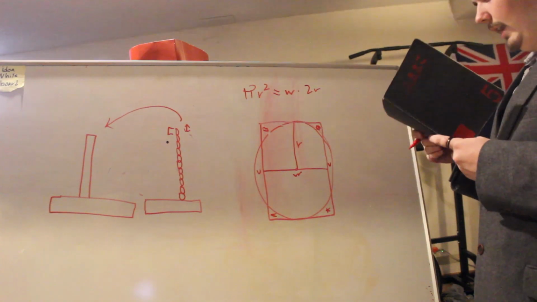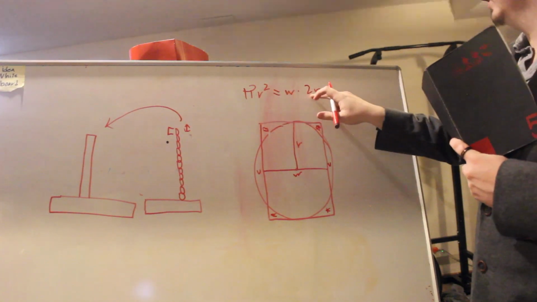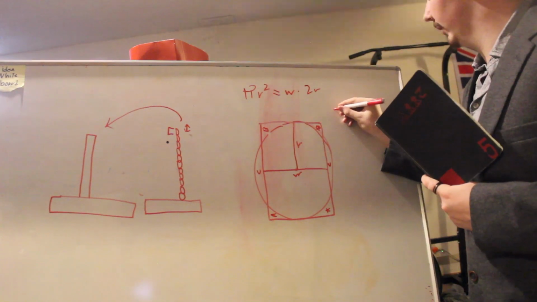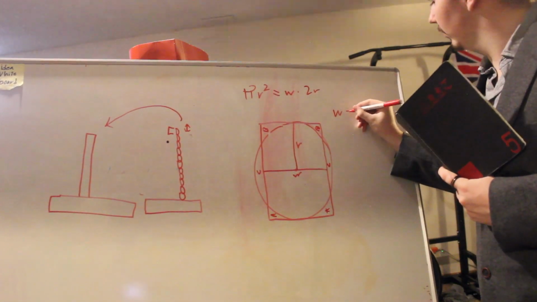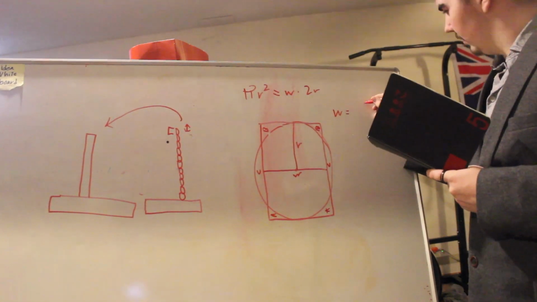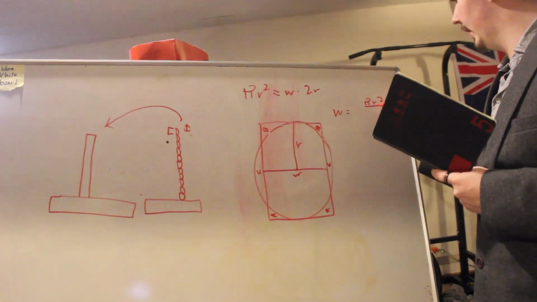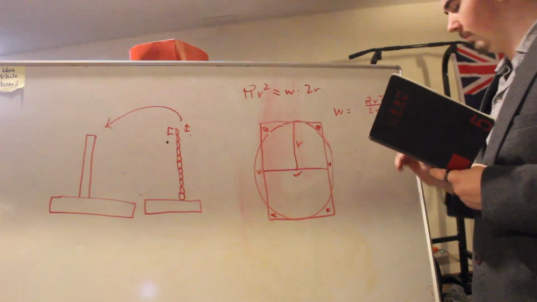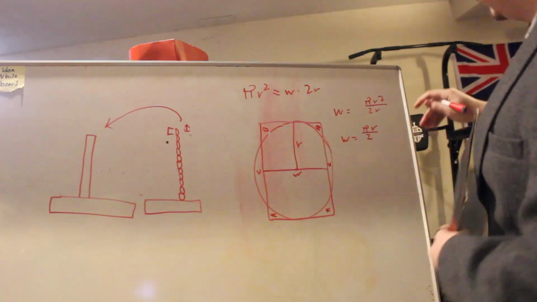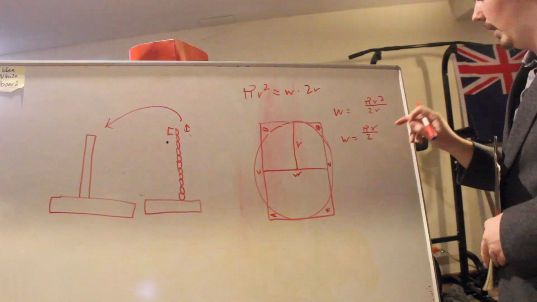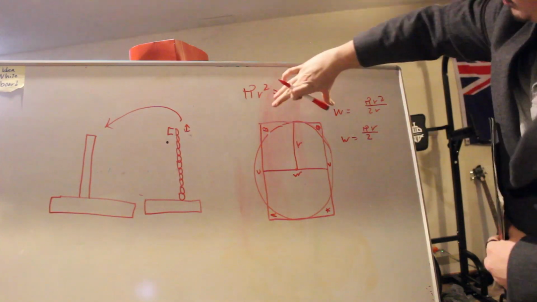We're going to divide both sides by 2r. So we're going to have w equals pi r squared divided by 2r. Once again, we've got that w equals pi r divided by 2. So we've got our width.